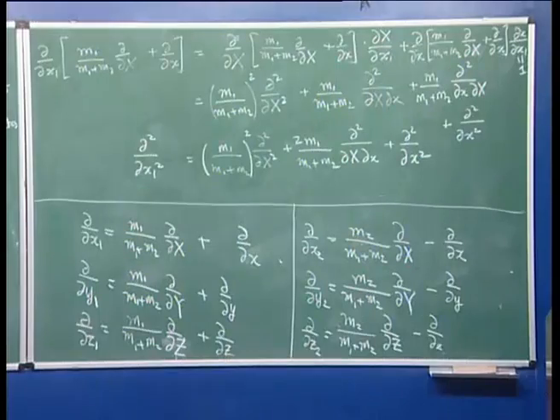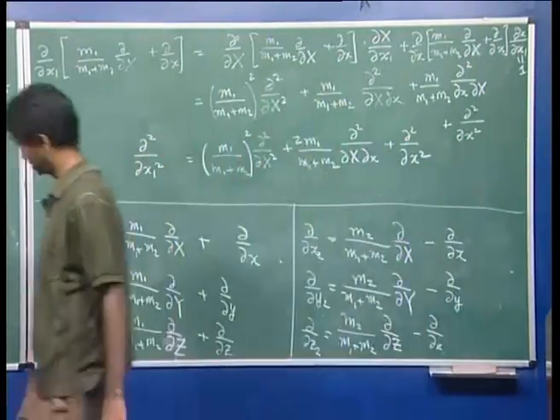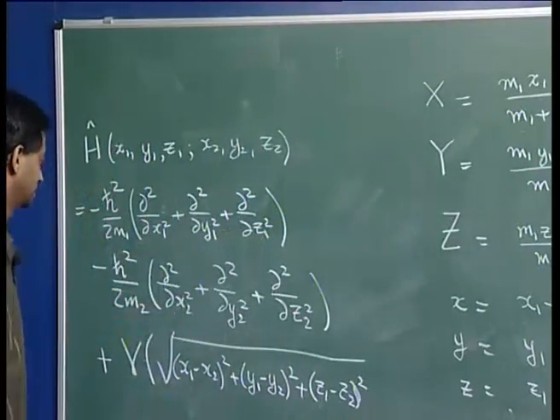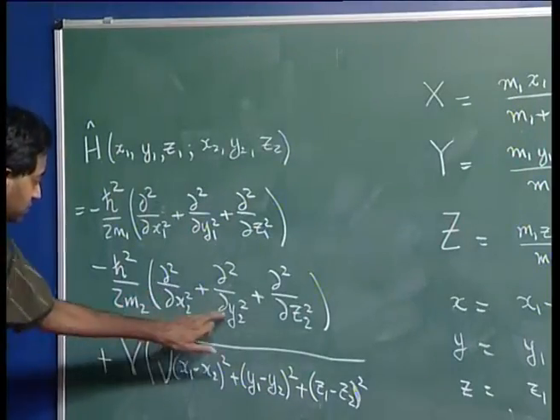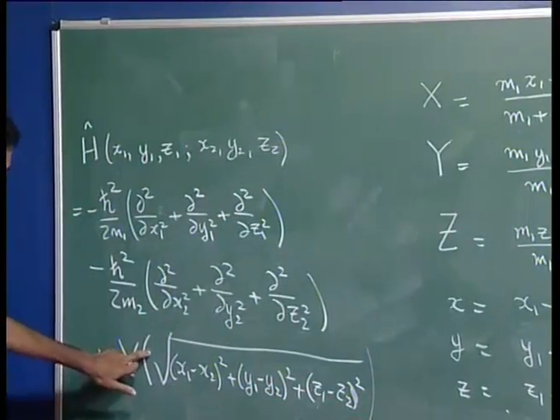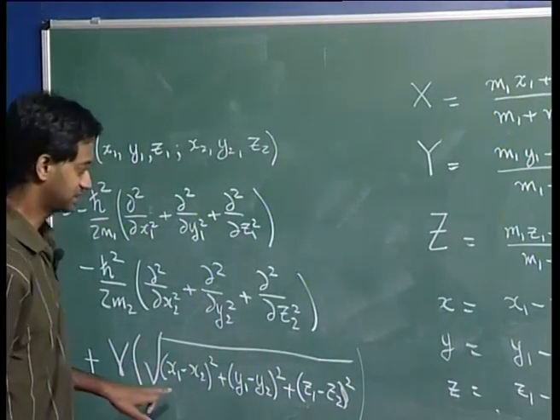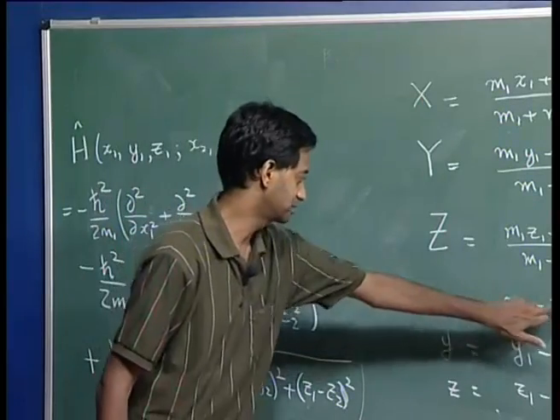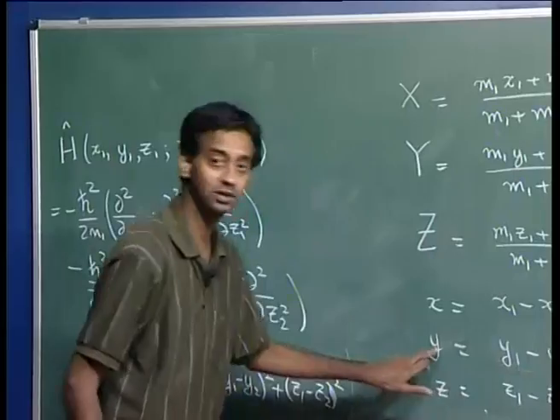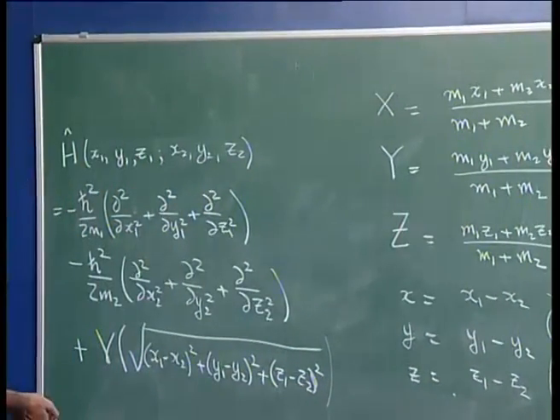Okay, so you have 3 terms for ∂²/∂x1². Similarly, you will have 3 terms for ∂²/∂y1², and 3 terms for ∂²/∂z1², and again 3 terms for each of these. Now as far as the V goes, V can be expressed simply using x1 minus x2 equal to little x, y1 minus y2 equal to little y, and z1 minus z2 equal to little z, in terms of x, y, z.